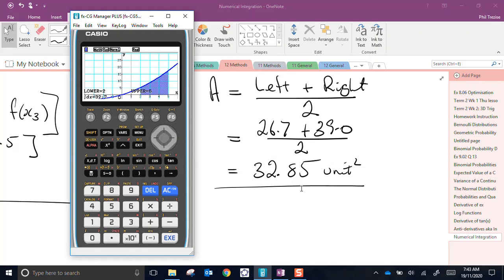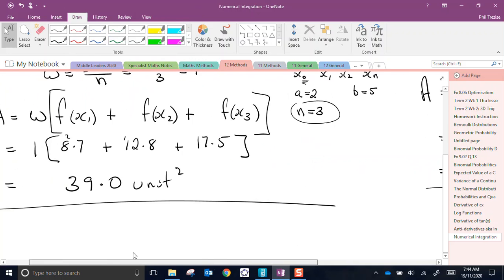You can see that our answer is still not perfect. It's close though, and it's much closer than the left or the right sum, and we only used 3 rectangles, or in this case 3 trapezium shapes. So that's pretty good when you consider how rough our diagram was. Had we used a greater number than 3, I think we would have had a very accurate result.